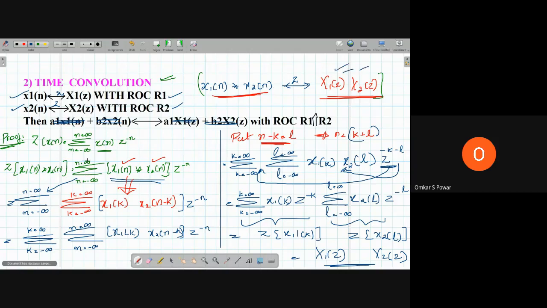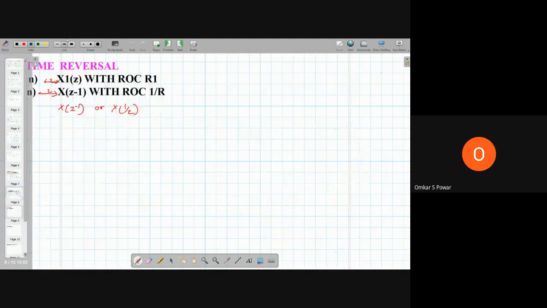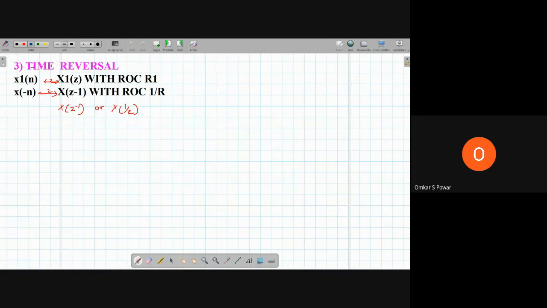So first write the formula, substitute the value of x of n as convolution, and write the formula for convolution, simplify that one, put n minus k is equal to L, and get the answer here. So that is the idea. How do you prove this time convolution? Okay, having said that, let me go to the third derivation, which is time reversal.